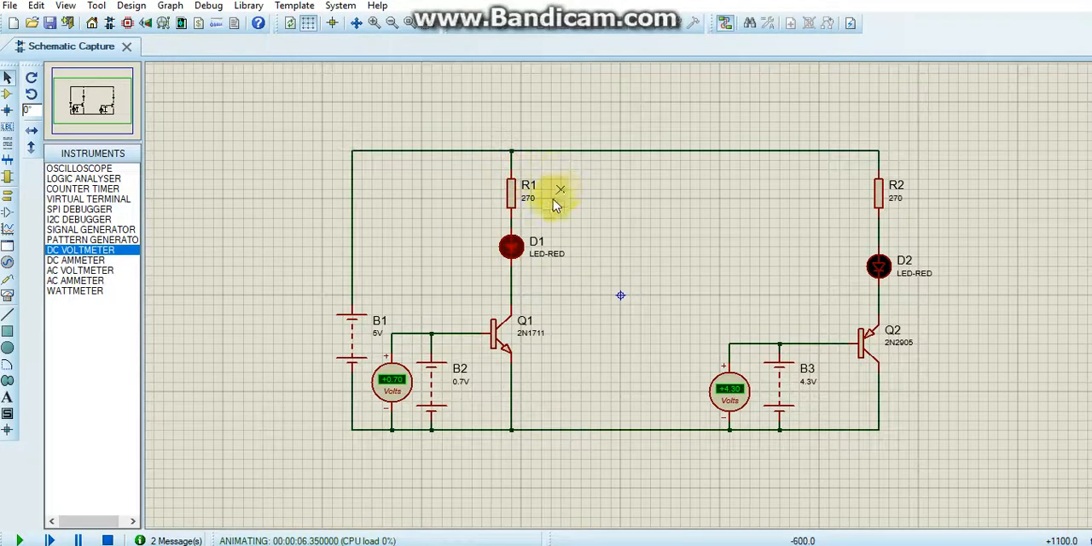It didn't work now. The resistor R1 is 270, R2 is 70. We were expecting the LED2 to turn on. Let's change this voltage again.